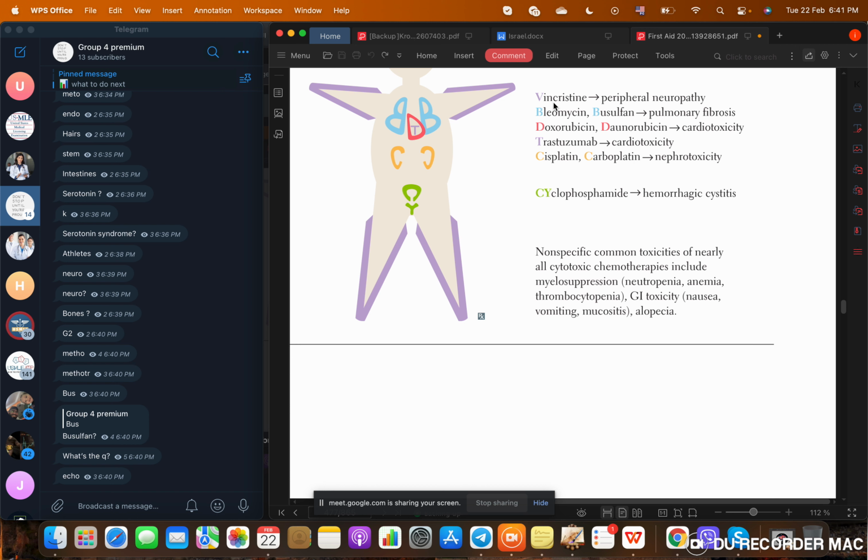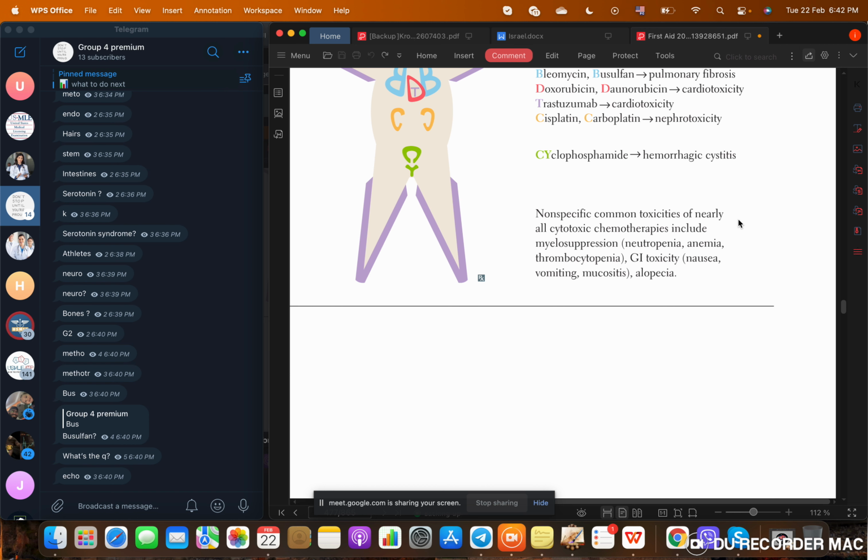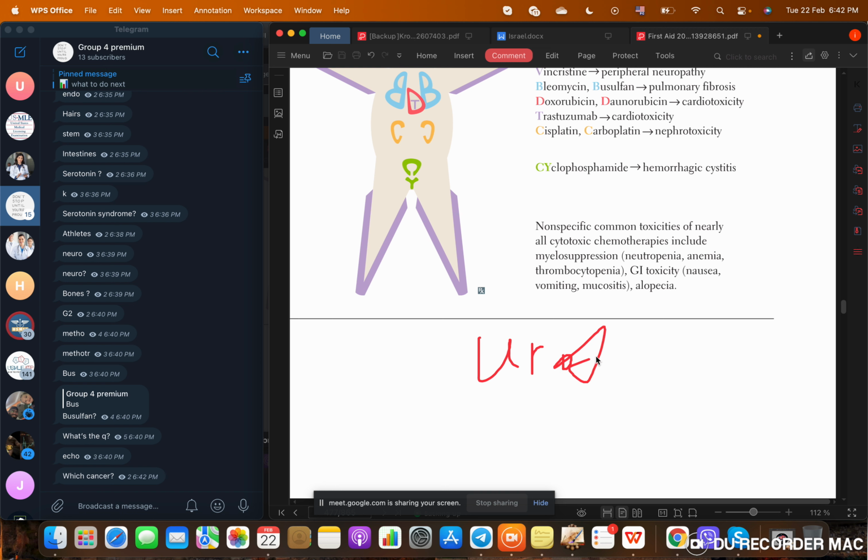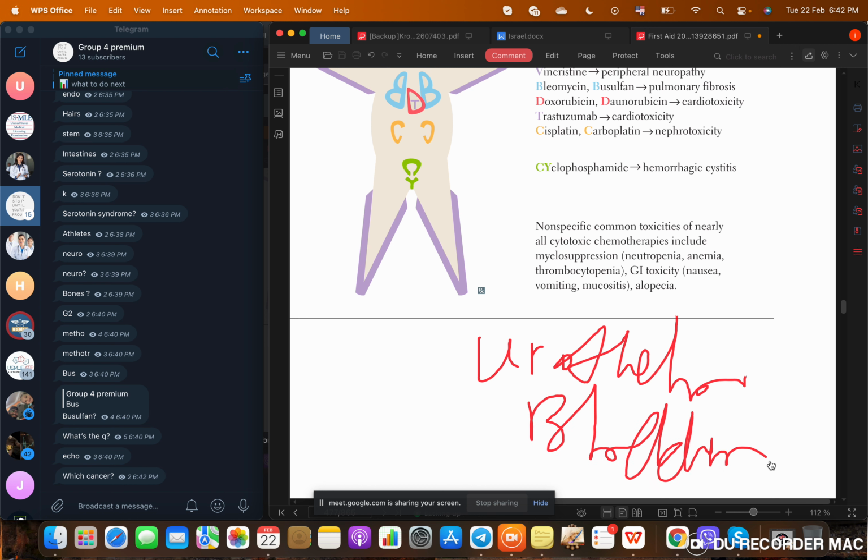Okay, guys, all of these are super important, but the most important one is actually this one. Cyclophosphamide leading to hemorrhagic cystitis and even cancer. Keep in mind that you can prevent this with mesna, which binds to the acrolein, which is the toxic substance in the cyclophosphamide. It leads to urothelial bladder cancer. Urothelial bladder cancer.